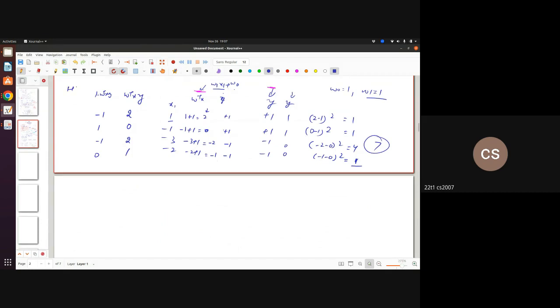Max hinge loss, I'll write. Max of 0 and this 0. Max of 0 and 1, 1. Max of 0 minus 1, 0. Max of 0 and 0, 0. Right? So the total is 1. This is the loss that we are getting through hinge loss.